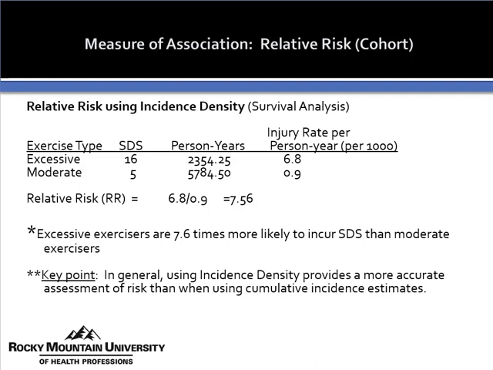So how did we come up with the numbers here, the 6.8 and 0.9? To do this, you take 16 divided by the person years, and then you round it. So it's based upon 1,000 person years. Same thing here, 5 divided by this number gives you 0.9. Or I would say 0.0009, and then you round it.